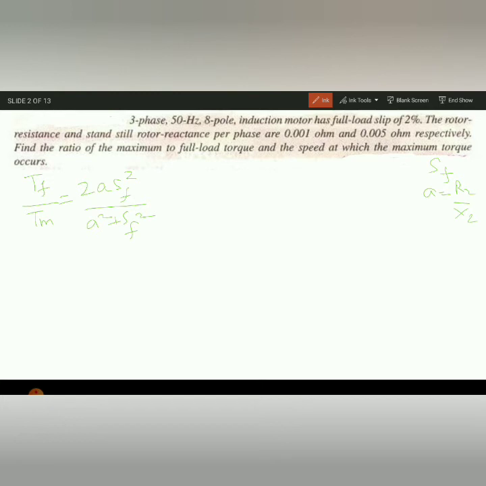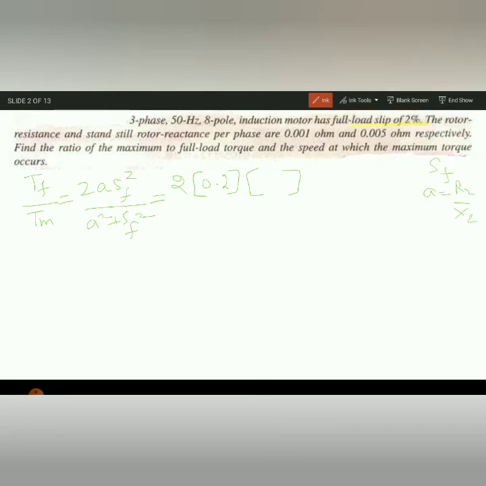Now that is equal to 2 times A. What is A? We already found it previously, A equal to R2 by X2, which comes to 0.2. Then the full load slip. We have to find out the full load slip. How to find out the full load slip? The full load slip is already given. Here you can see the full load slip is given as 2%. So if it is 2%, it is 0.02.